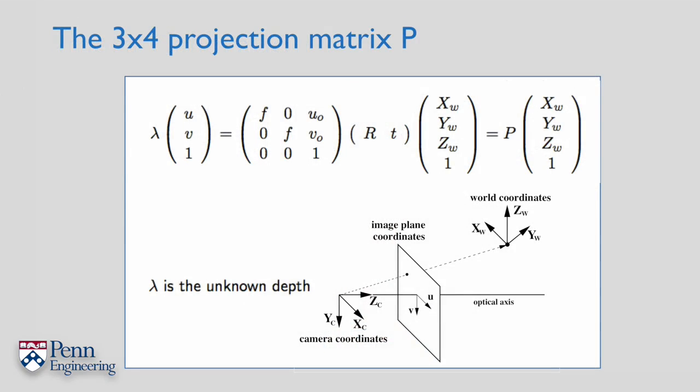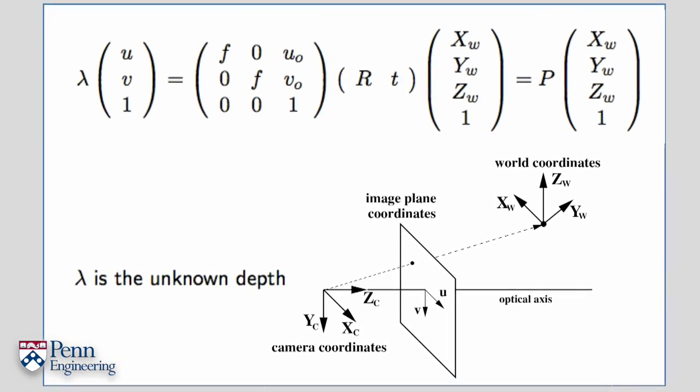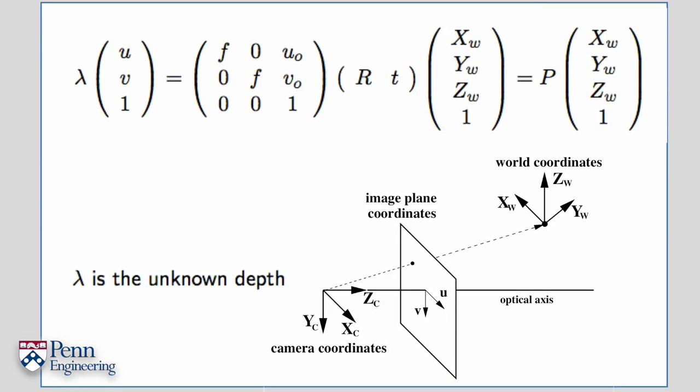Let us look again at the projection matrix. The projection matrix is a 3x4 matrix P, which if we multiply the world coordinates, we get lambda times (u, v, 1), where u and v is the pixel position. So we have to think about this the following way. Let's say somebody gives us the world coordinates of some point. If P were known, we would immediately get u and v.